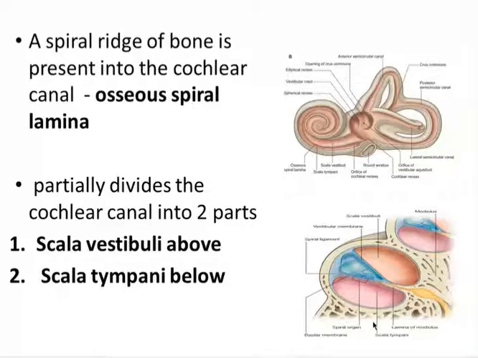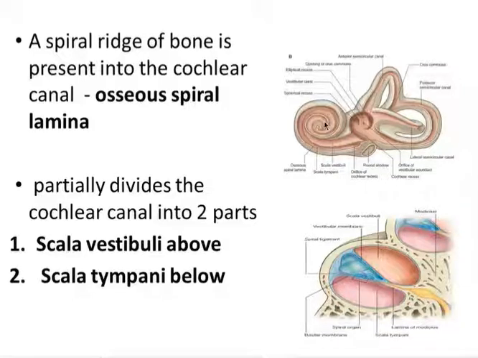So is this clear? In the internal ear, the outer is the bony part, and inside the bony part there is a membranous part. Okay, now what are the different parts of the bony labyrinth? It is the cochlea, which resembles the shell of a snail. The middle part is the vestibule, and there are the three semicircular canals.